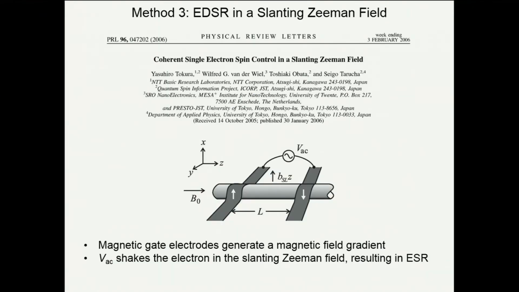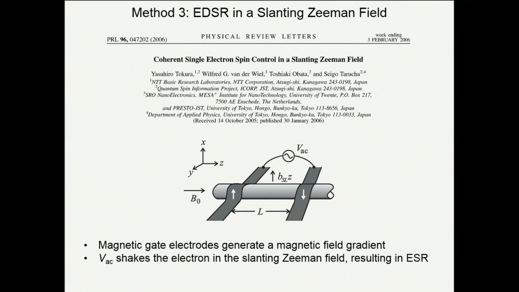But what else can you do? For ESR, you want a static magnetic field that gives Zeeman splitting and a large transverse oscillating magnetic field. Another way to obtain that large transverse field is to work in a system that has a large magnetic field gradient. And if you shake an electron in a system with a large magnetic field gradient, the Zeeman energy is going to depend on the position of that electron.